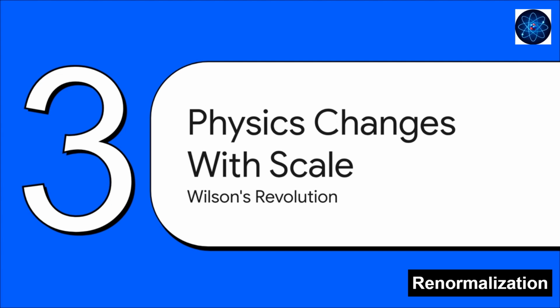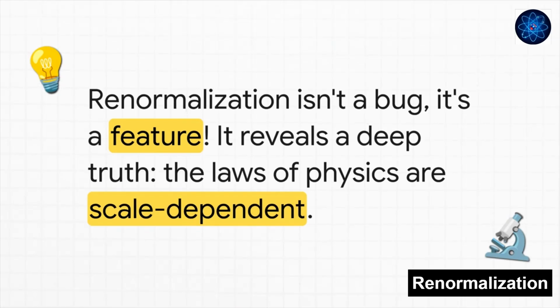And then in the 1970s, a physicist named Kenneth Wilson comes along and has this incredible insight that just changes everything. Wilson's revelation was a total game changer, a complete paradigm shift. He basically said, hey everyone, renormalization isn't a bug. It's not a mistake we need to hide, it's a feature. That whole trick was actually revealing a fundamental truth about how the universe works.